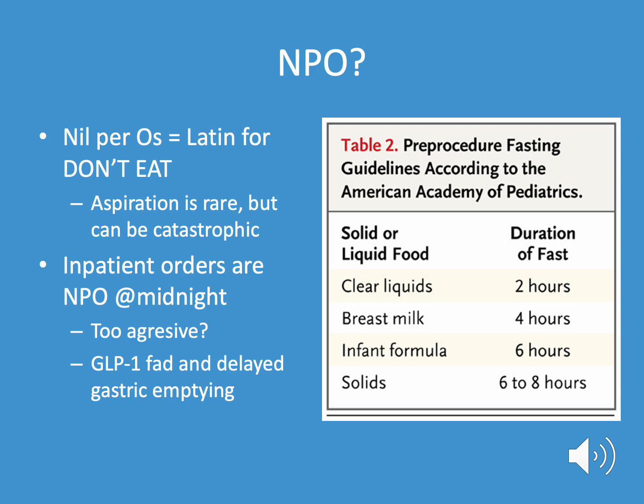But what we do know is average gastric emptying times for different foods and liquids. Table 2 here, you can see that clear liquids should be out of your stomach in 2 hours, breast milk and formula 4 to 6, solids, depending on the type, 6 to 8 hours. To give you some real world examples, Gatorade or, say, soda, it's a clear liquid, and you would have to wait 2 hours before surgery.